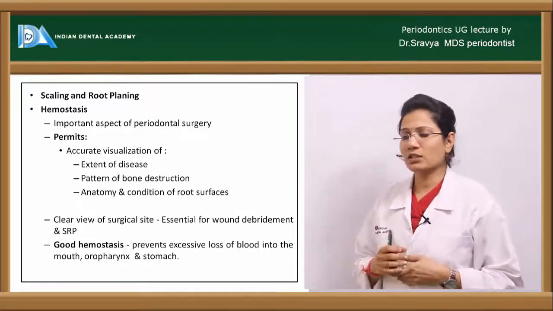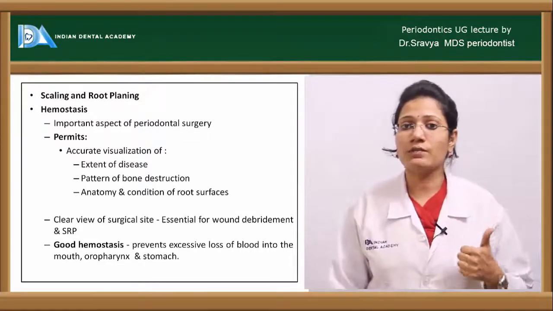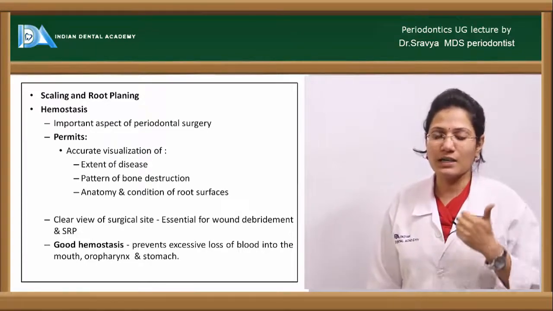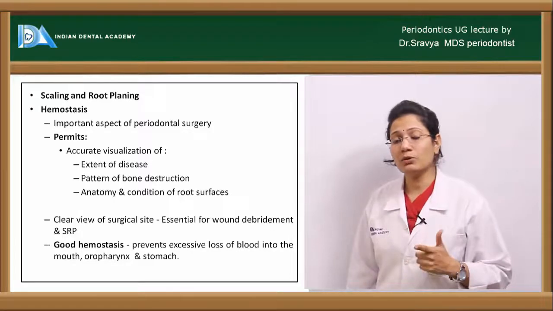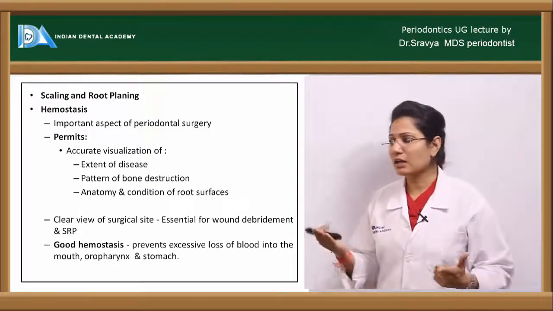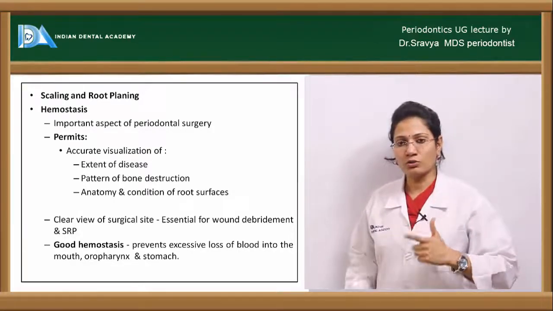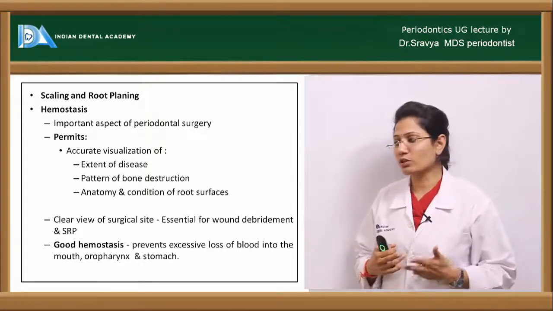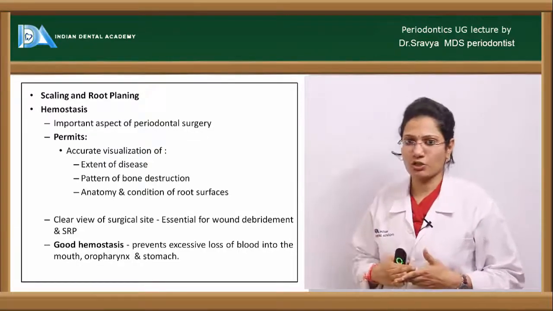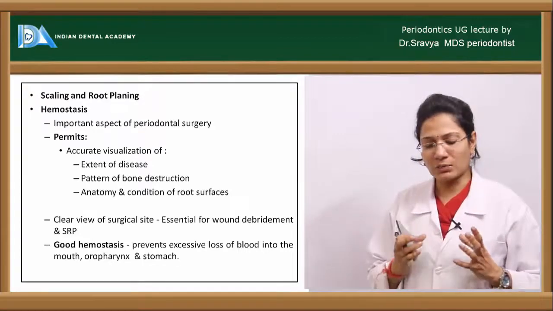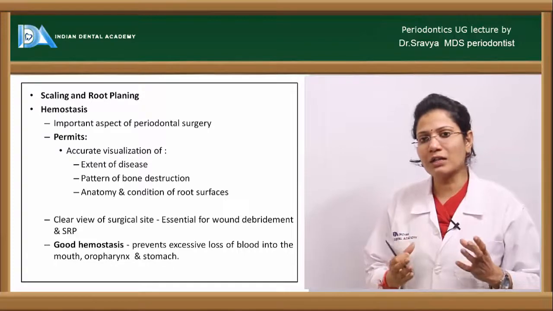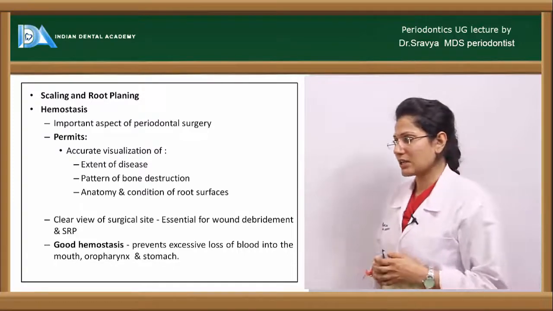Now, this hemostasis, the first thing: if you're able to achieve a good hemostasis, it will help you in finishing off your surgery fast. Secondly, it will give you better visibility of the area. Then you will get to know the extent of the disease, the pattern of bone destruction, the anatomy and the condition of the roots. That's why it's very important that you get good access to your surgical site.